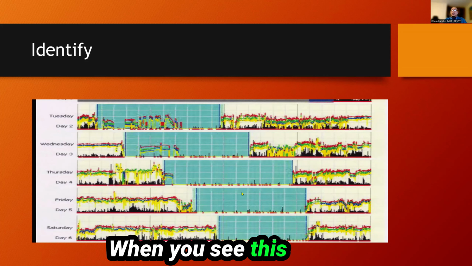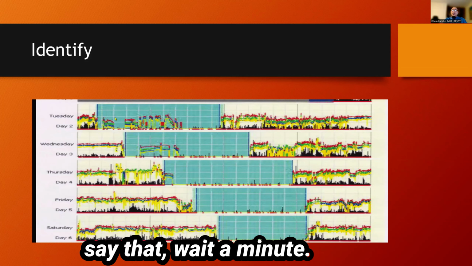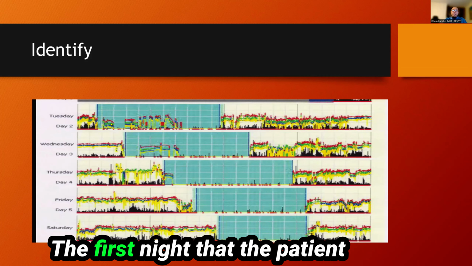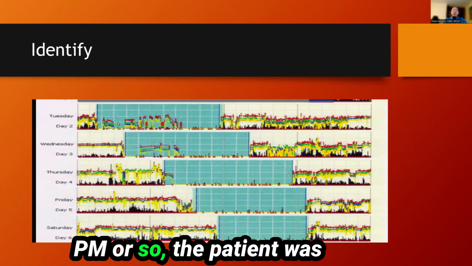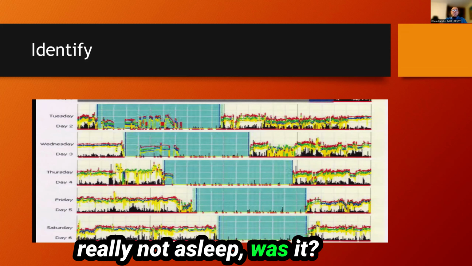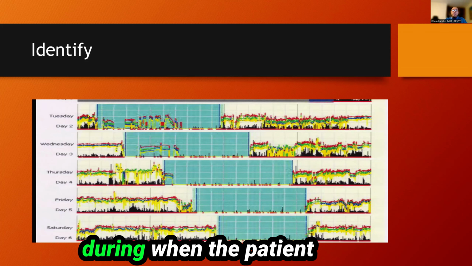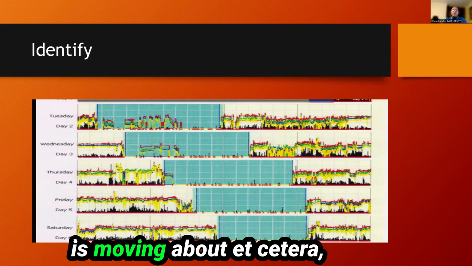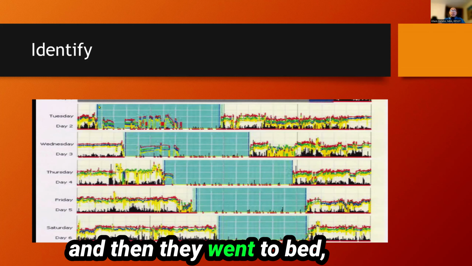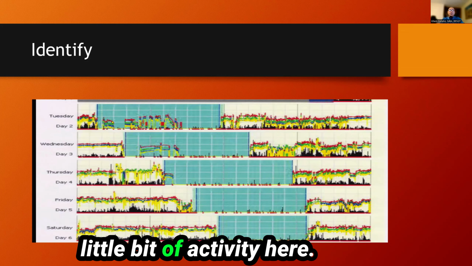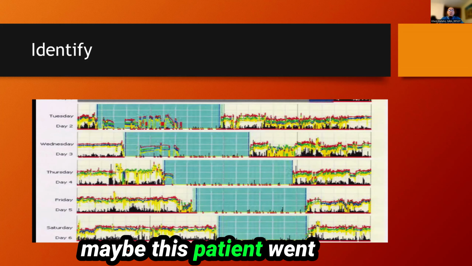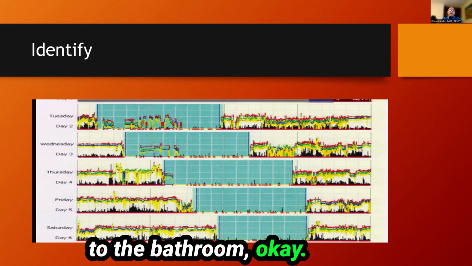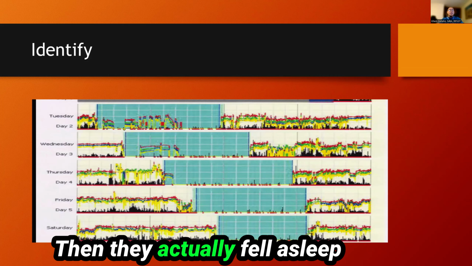When you see this, immediately you can say that, wait a minute, the first night that the patient went to bed to sleep at 8 p.m. or so, the patient was really not asleep, was it? If this is during the day or during when the patient is moving about, etc., and then they went to bed, all of a sudden there's a little bit of activity here, quite a lot. And you can assume that maybe this patient went to the bathroom, okay, and then went back to sleep. Then they actually fell asleep.